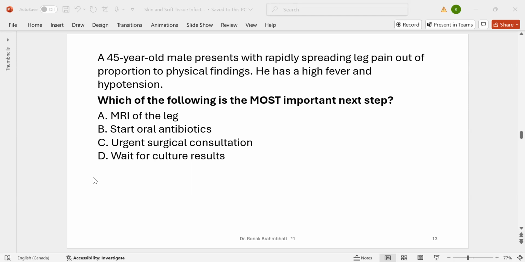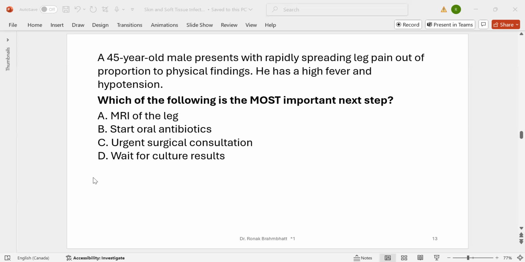Okay, 45-year-old male presents with rapidly spreading leg pain out of proportion to physical findings. High fever, hypotension, all of these things are going on, right? So what are we thinking over here, everybody? Leg pain out of proportion, fever, systemic signs, hypotension. What is the diagnosis that we are thinking, everybody?